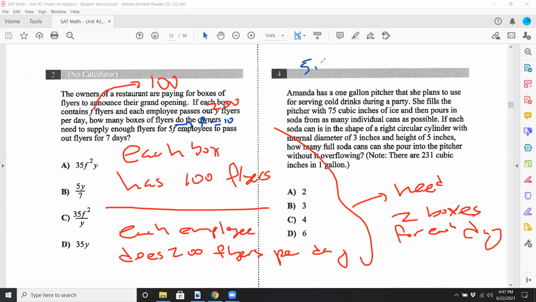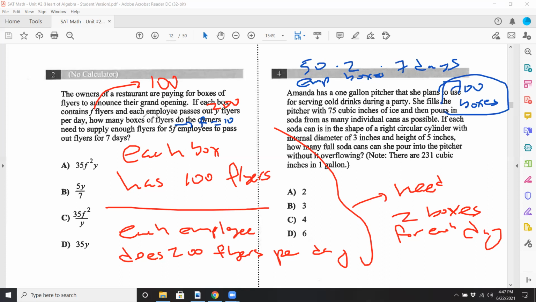So 50 employees times 2 boxes, for 7 days. If you work it out, I think they probably will let you use a calculator for this one, but it'll be 700 boxes I need. Now, let's look at the choices.